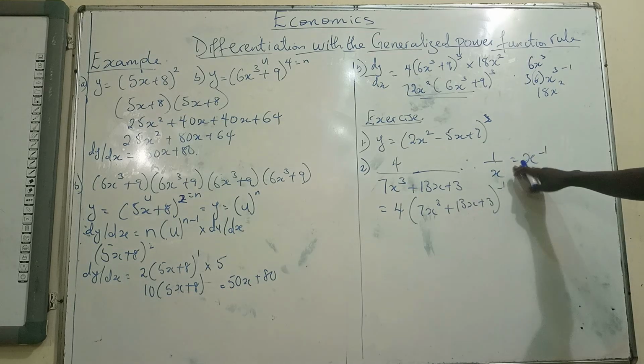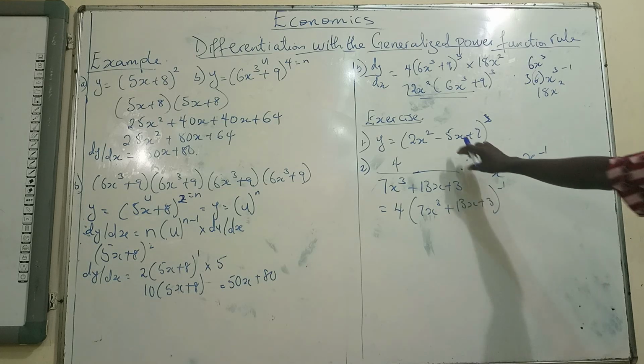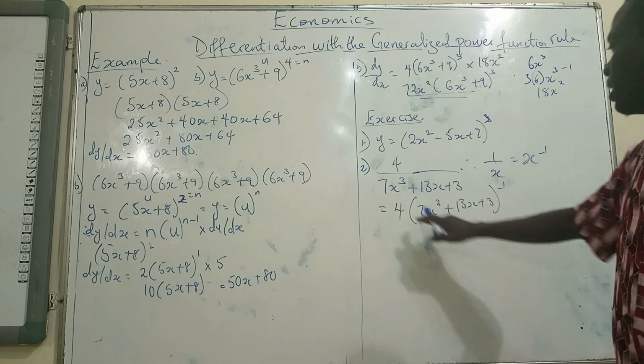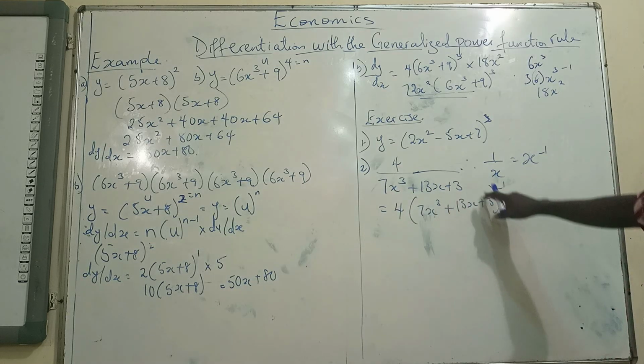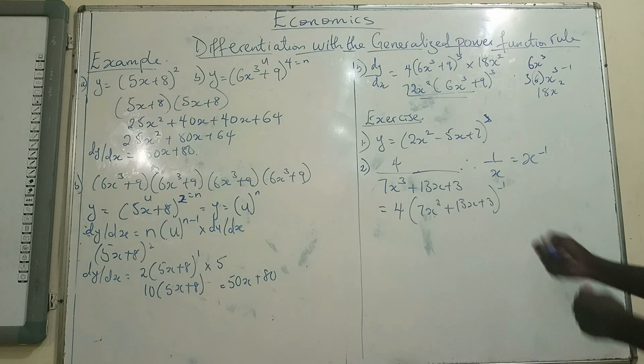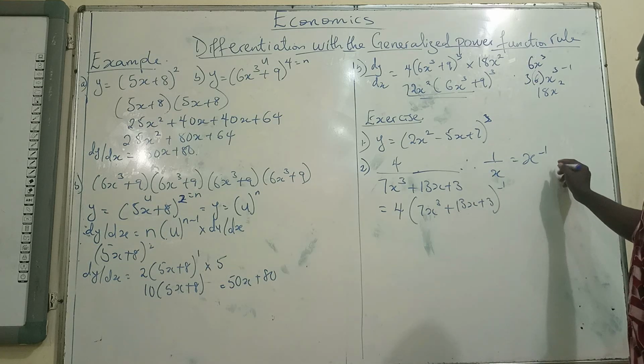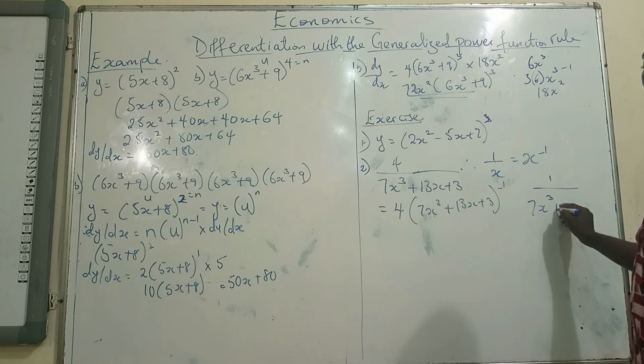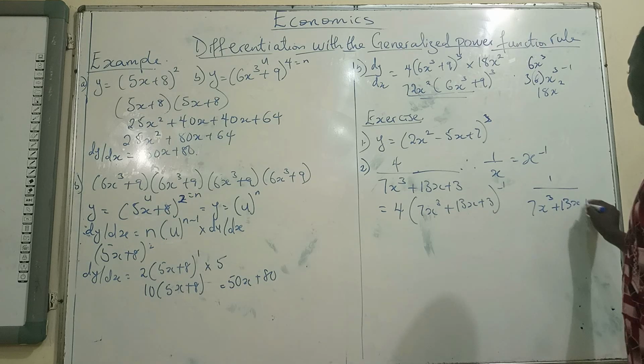Now 1/x is equal to x raised to power minus 1, of course. So this is represented as 4 into brackets, everything that is here, 7x cubed plus 13x plus 3, raised to the power minus 1. All of this raised to power minus 1 is taken as 1 over whatever is in the bracket, 7x cubed plus 13x plus 3.